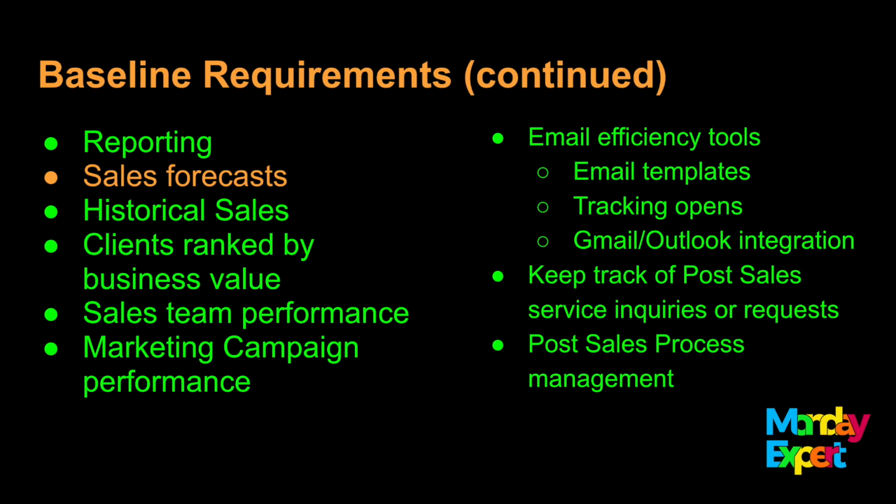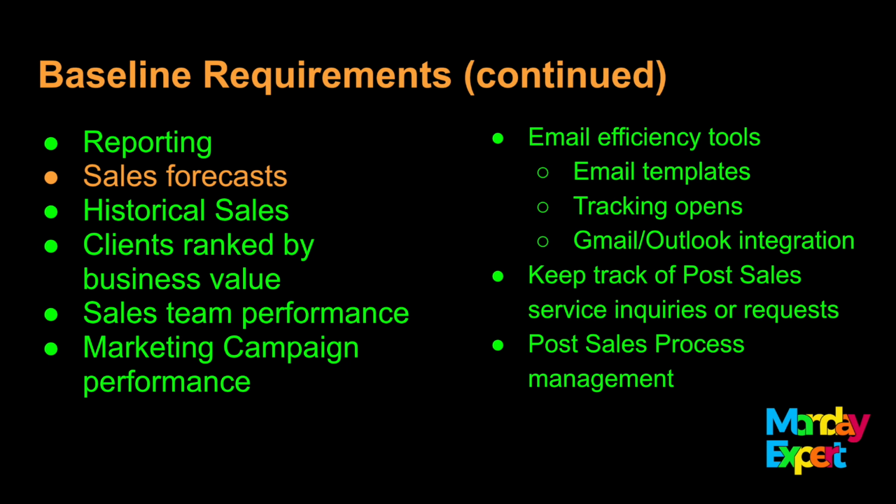Now, continuing on with the baseline requirements from video 1, we went over the reporting in the dashboard, and that had historical sales. The sales forecast is not there yet. That is available in other more advanced templates, which we will show later in the following video. Clients ranked by business value. That's the sorting of deals by size. However, it's not aggregated back to the client, the contact record itself. So we'll just mark it as green, but that's not fully functional.